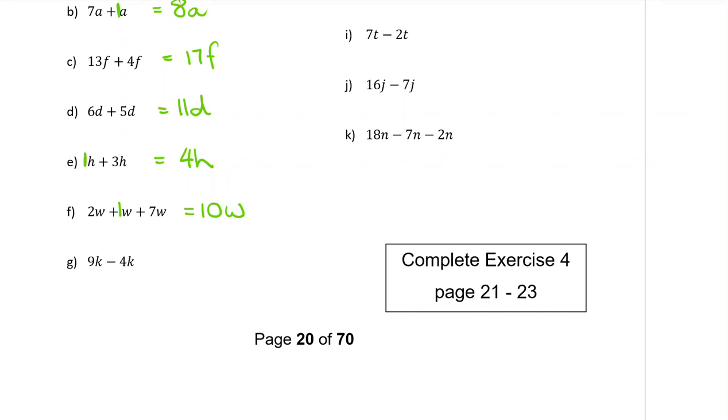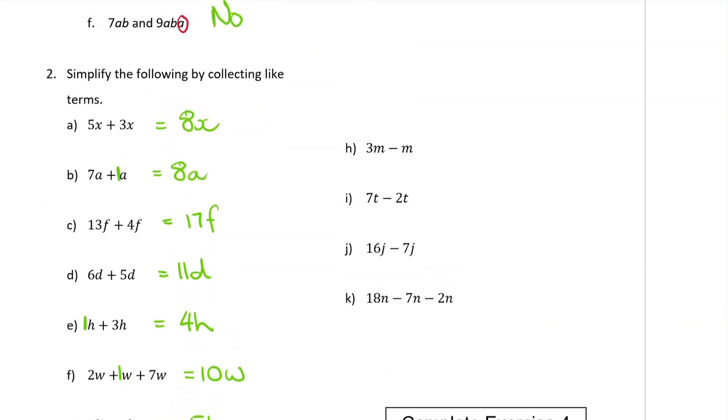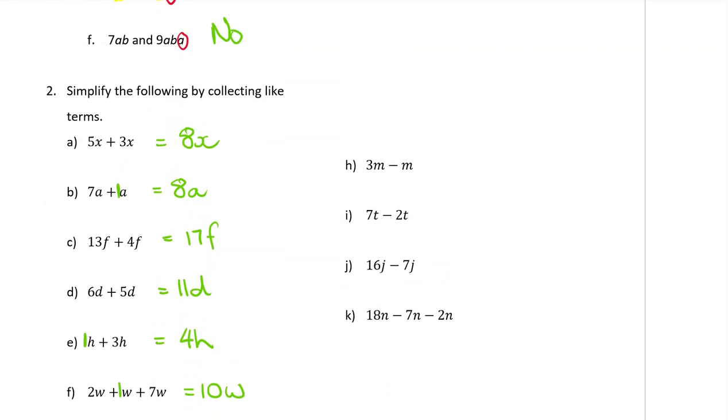G, 9k minus 4k. 9 take away 4 makes 5k's. H, 3m take away m, or take away 1. 3 take away 1 is 2m. 7t take away 2t. 7 take away 2 is 5, so it's 5t. 6j take away 7j, 16j. 16 minus 7 is 9j.